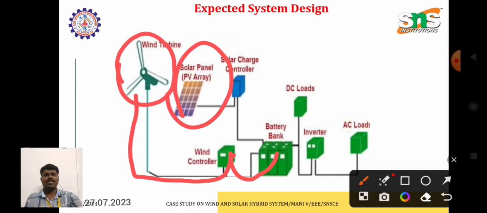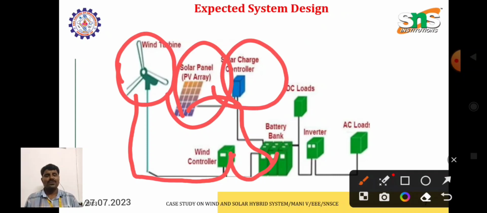The DC electricity will be stored in the DC bank through the solar charge controller. During the charging of the battery, we have to match the DC voltage of the wind turbine as well as the solar PV. Both voltages have to be equal, and they should be above the battery level so that the battery gets charged.